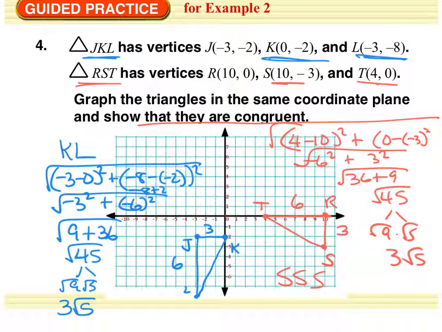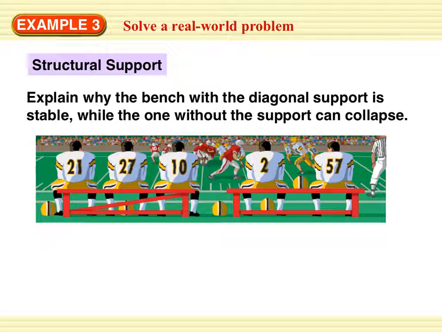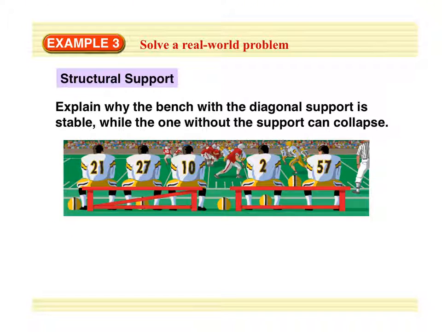All right, last slide. It's just a word problem. And it says here to explain why the bench with the diagonal support is stable while the one without the support can collapse. So basically here, in this figure, you're creating 2 congruent triangles. And when you have 2 congruent triangles, they're going to have fixed side lengths, which would make it more stable. So as soon as you add in this stabilizing diagonal, that bench is more stable.